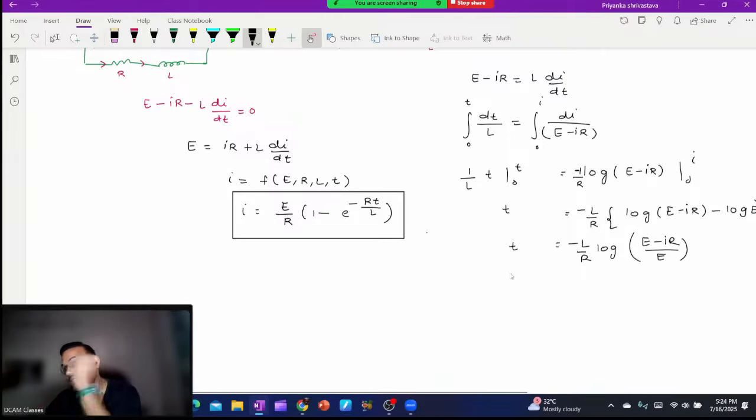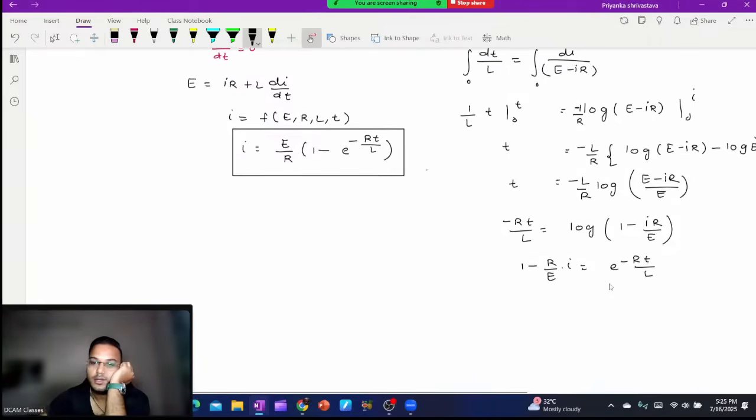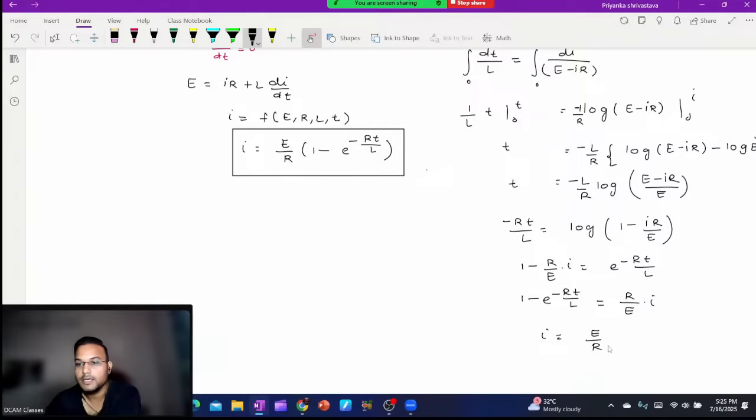Now it's correct. Now minus RT by L is equal to log of 1 minus IR by E. So 1 minus R by E into I is equal to e power minus RT by L. So it will become 1 minus e power minus RT by L is equal to R by E into I. So I will be equal to E by R into 1 minus e power minus RT by L. Okay.